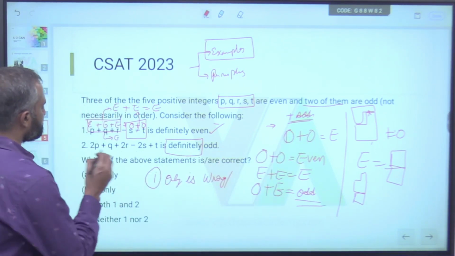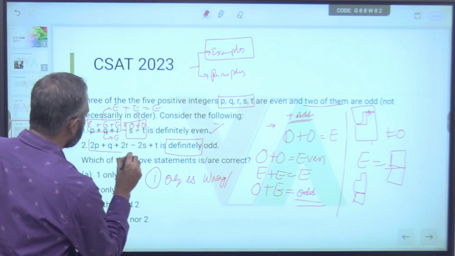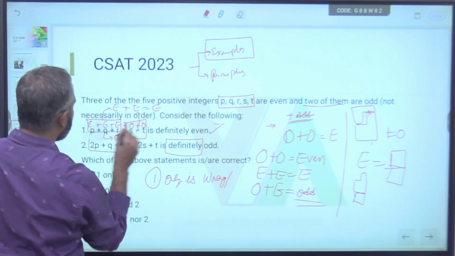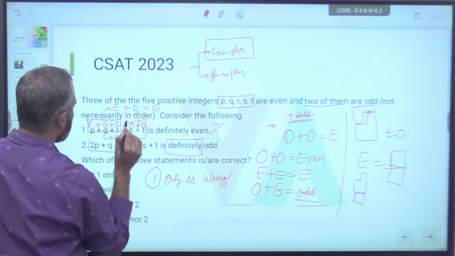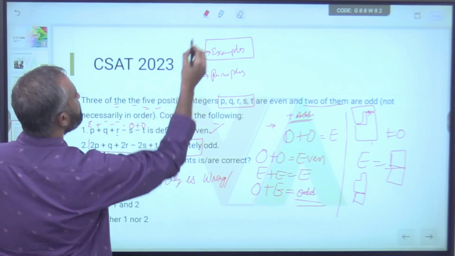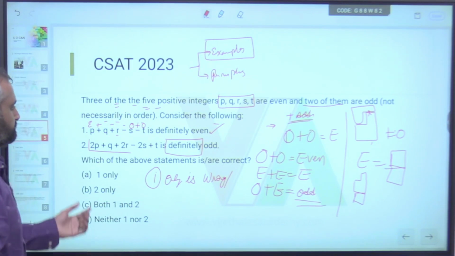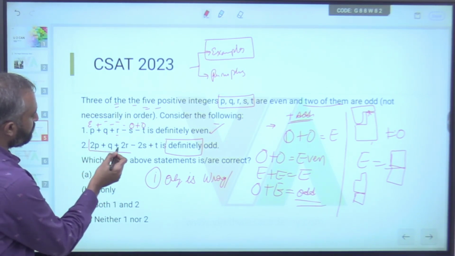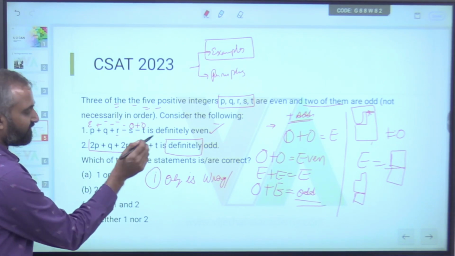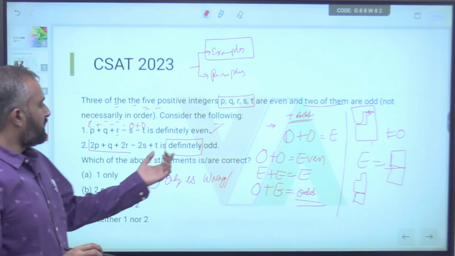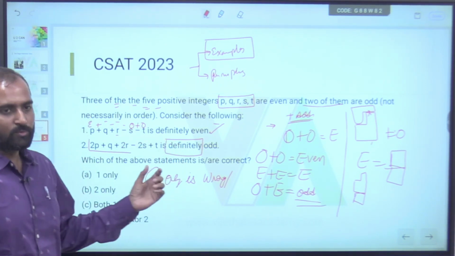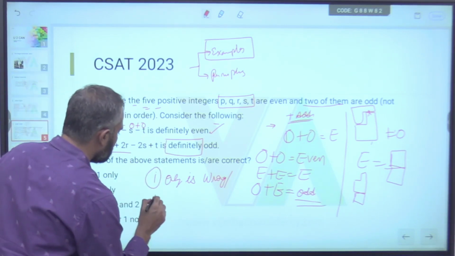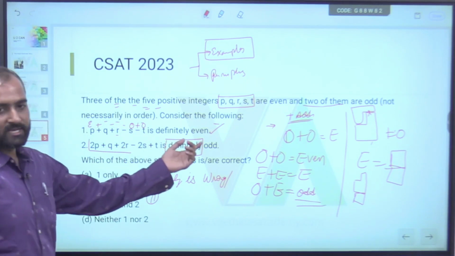Next, see here. Let me make this clear. 2p plus q plus 2r plus 2s is definitely odd. So, on our attack point, if we are able to prove that this will be even in some of the other cases, then we can prove that this is false.